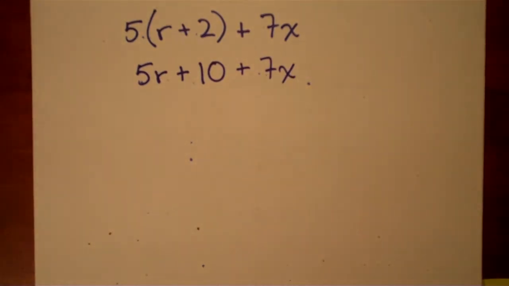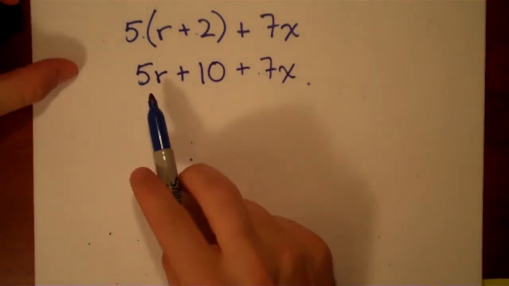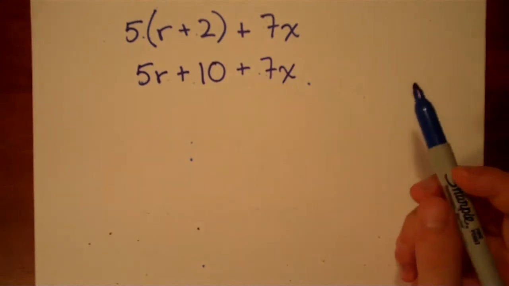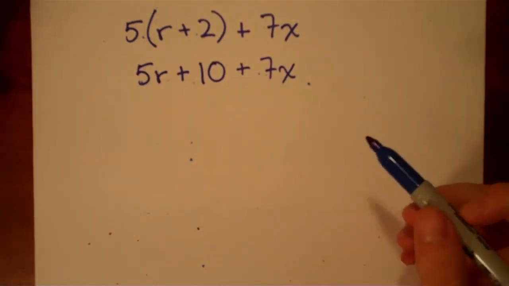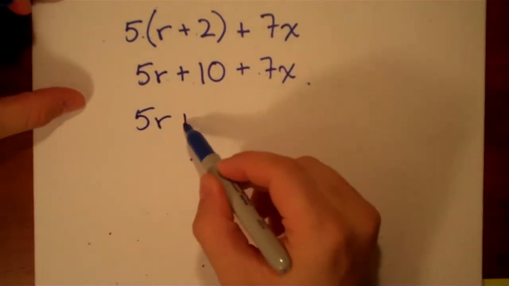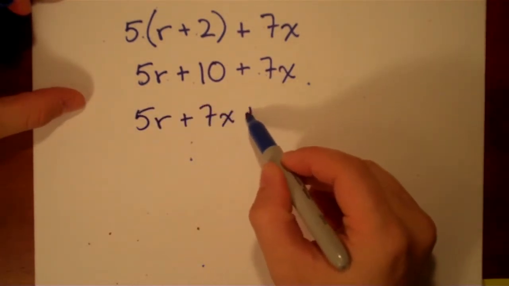Now, can we do anything else with this? We can't. We don't have any more like terms. We got an r here, we got 10, and we got an x. If we wanted to be especially correct, we can move all of our variables over. We got 5r plus 7x plus 10.